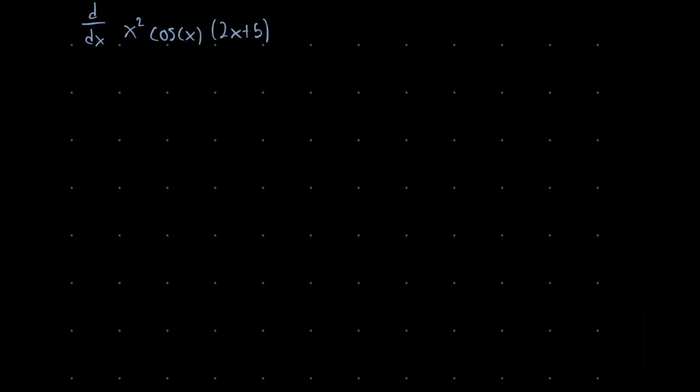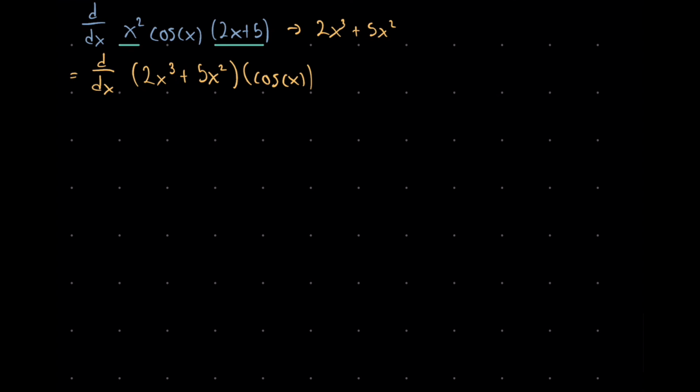And so now we have a product of 3 separate functions, and our current product rule doesn't suffice for this. There is actually a product rule for 3 functions, but we noticed that we could actually just multiply these 2 functions together and get a simple 1 function. And so if we do that to the side, we have that x squared times 2x is 2x cubed, and then x squared times 5 is 5x squared. And so this becomes the derivative of 2x cubed plus 5x squared all times cosine x. So now we have our two separate functions.